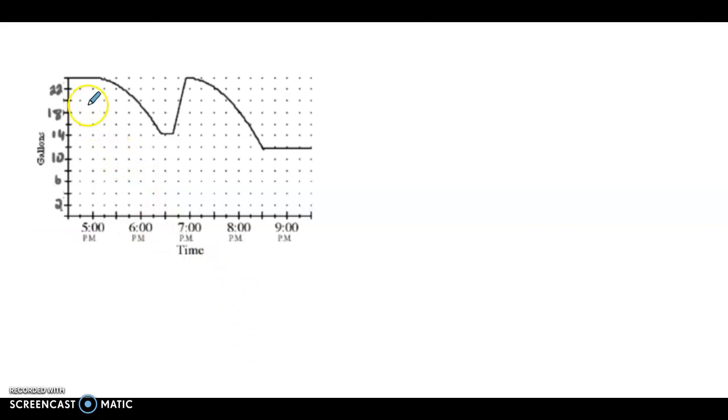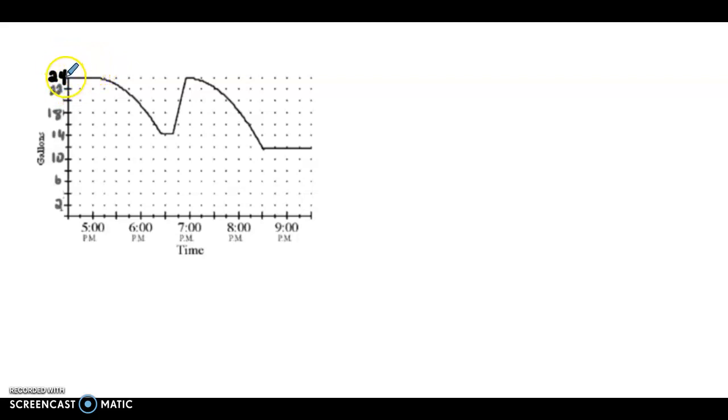All right, let's take a look at what's going on here. In this graph, we have gallons on this side and then time over here. And again, we're dealing with a car and we're seeing what's happening to the gallons. So they start off, here we go. This is 2, 4, 6, 8, 10, 12, 14, 16, 18, 20, 22. So this is actually 24 right here. I know it's not written there, but it's 24.